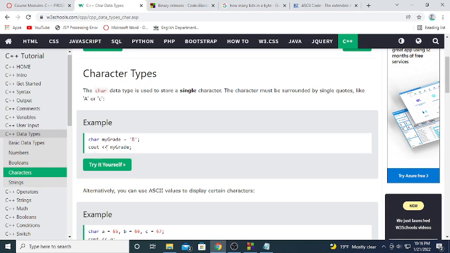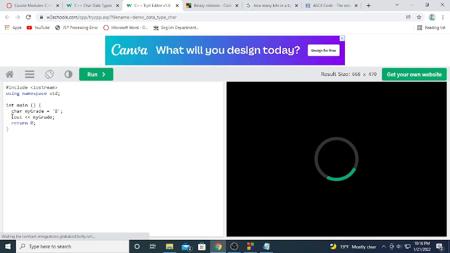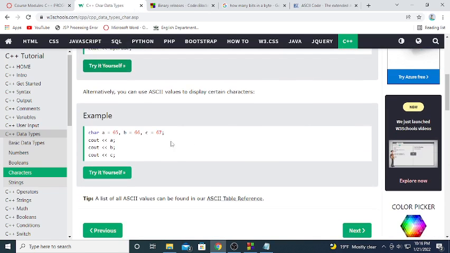So my grade equals 'B', cout equals my grade. If we go to try it yourself and run it, it's saying cout whatever my grade equals, which is B. Now, this next part gets a little bit slippery.